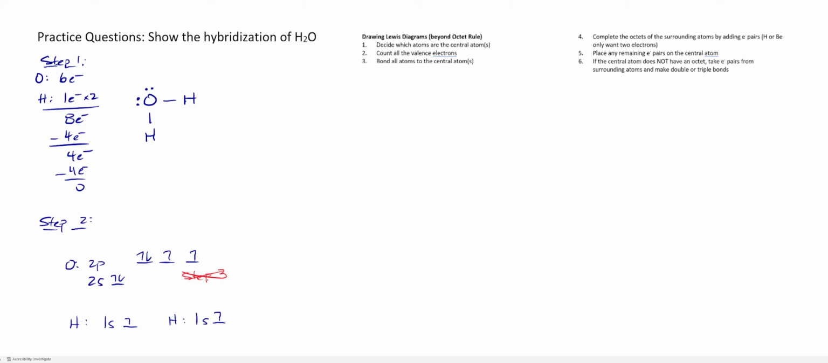So I actually don't need to do step 3. And if I look at it here, I have no double or triple bonds, so I don't even need to do step 4 either. Okay, just to review, I don't have to promote any electrons because I already have enough unpaired electrons to make the number of bonds necessary. So does that mean that I don't hybridize?